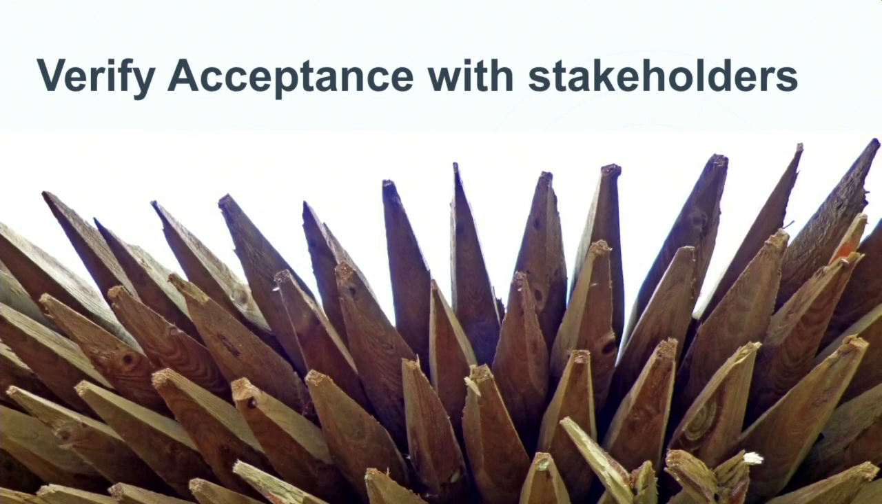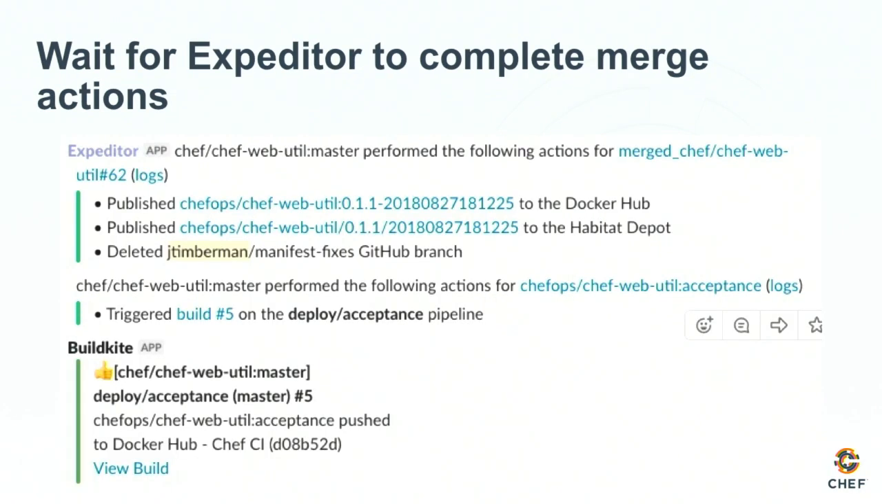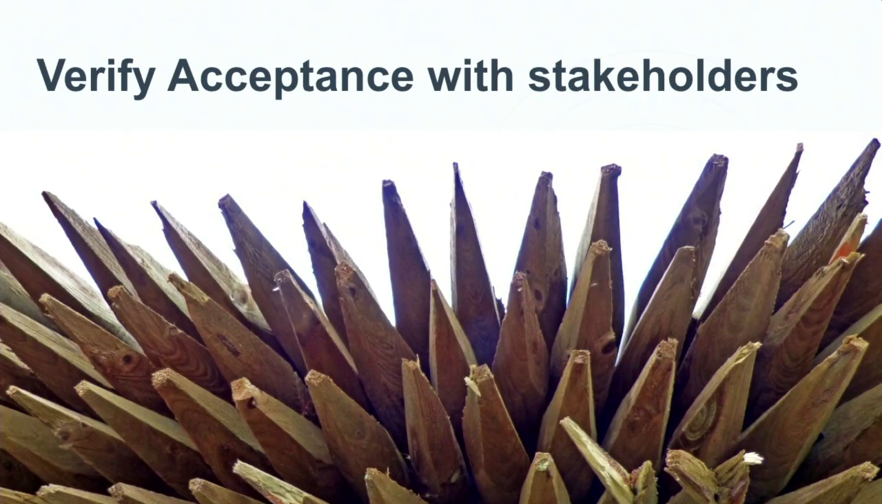And then they'll go over and they'll say, yep, looks good, or no, we need to change the wording on this, and then you go back to step 1 where you do the GitHub pull request. When it redoes this deployment on the acceptance pipeline, it will have generated a new version of the application that goes to Docker Hub and the Habitat Depot, and then it will deploy that new thing into acceptance, and then they can go look at it again.